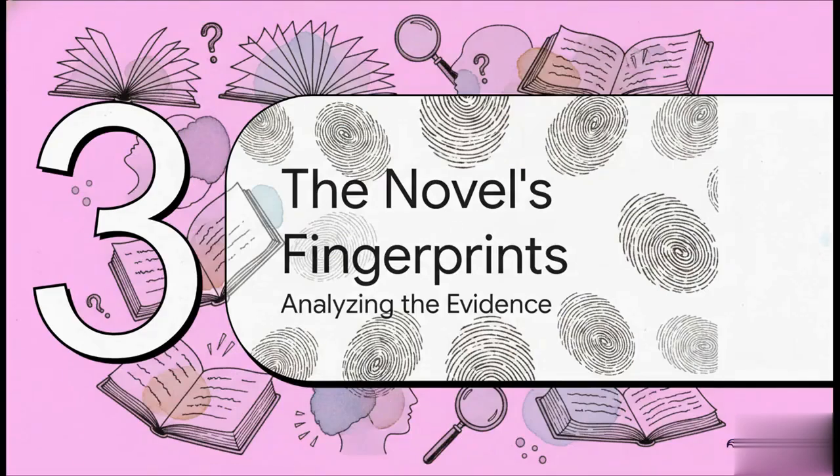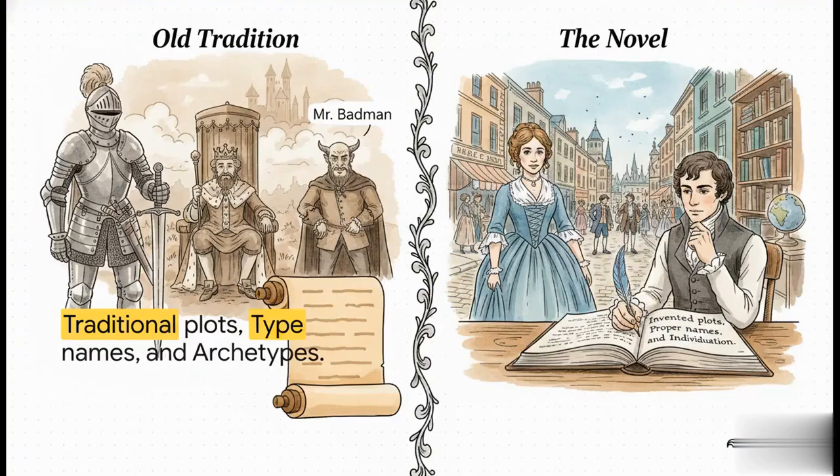Okay, so we've got our motive, this huge philosophical shift. Now let's get into the fun part, the forensic evidence. What are the specific telltale fingerprints that the novel leaves behind that make it totally different from everything that came before? Here's the side-by-side breakdown. The old tradition, it just reused plots from history and myth. In fact, being too original was a bad thing. The novel, on the other hand, invents brand new stories, often based on everyday life.